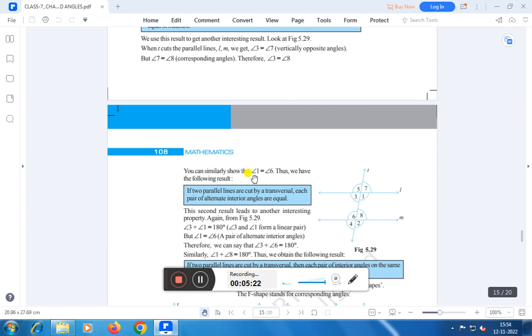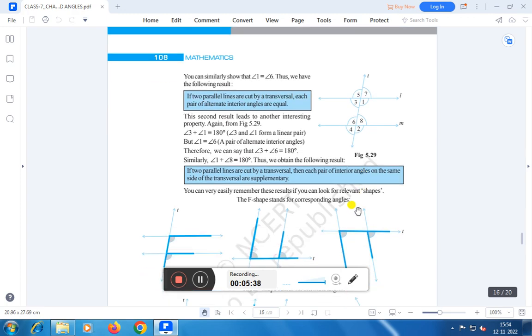Similarly, we can show that angle 1 is equal to angle 6. Thus, we have the following result. If two parallel lines are cut by a transversal, each pair of alternate interior angles is equal. That means angle 1 is equal to angle 6, and angle 3 is equal to angle 8. Right?